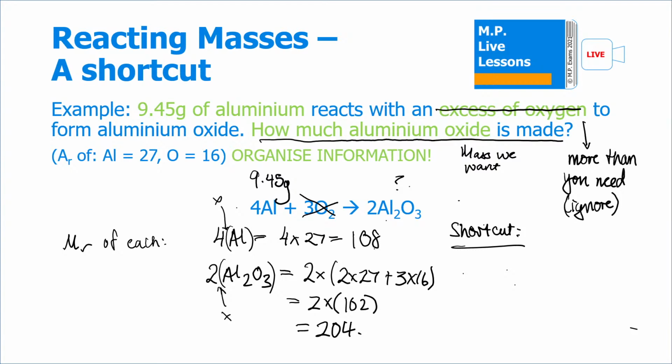Now the shortcut is we have the mass of the known chemical, or the one we know, so this can be a reactant or a product, divided by its MR of the known, times by the MR.